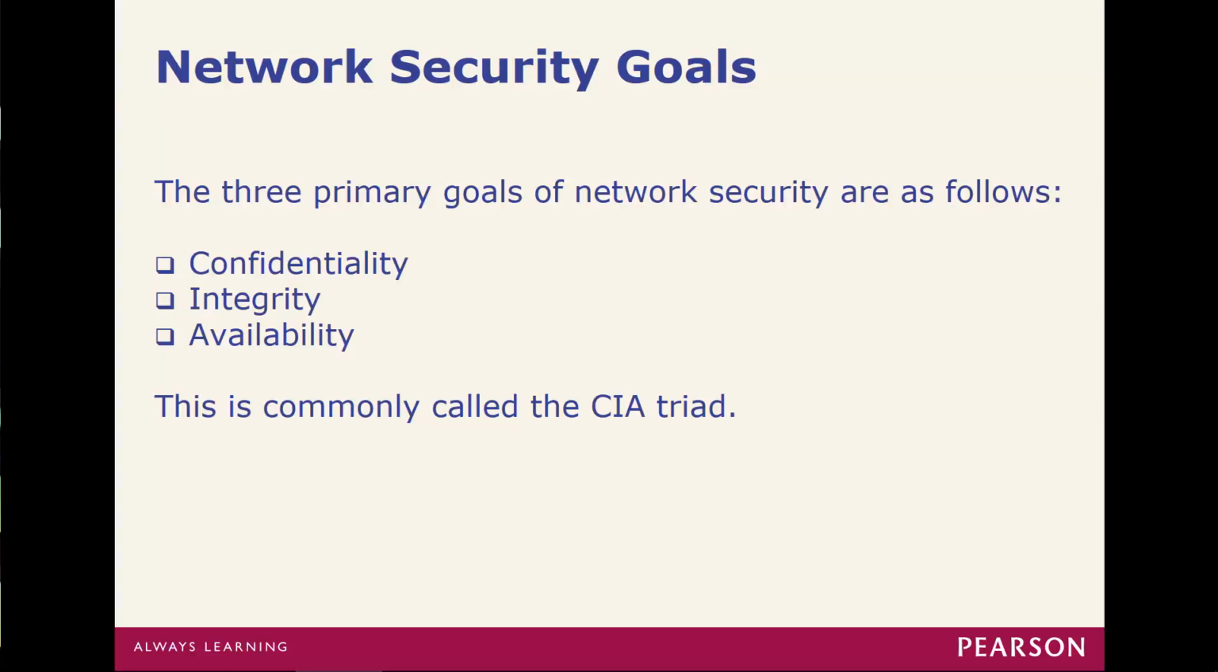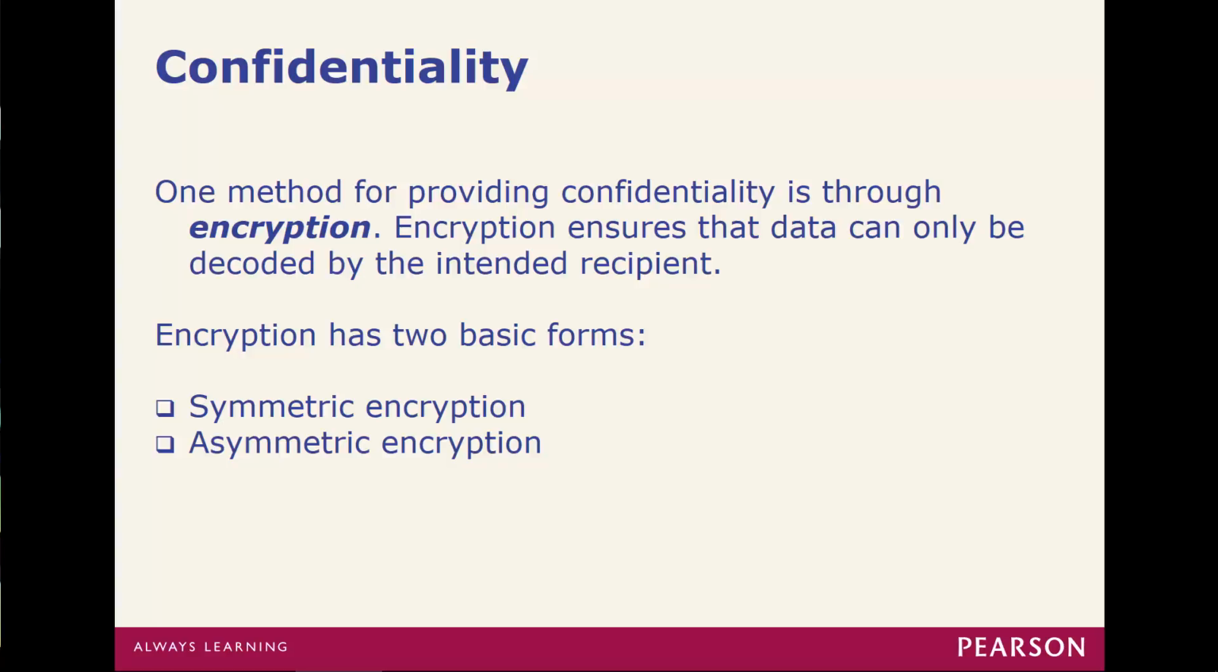So the network security primary goals is 3 items. CIA: confidentiality, integrity, and availability. Confidentiality is one method of providing, through encryption, essentially making sure that data is kept secret.